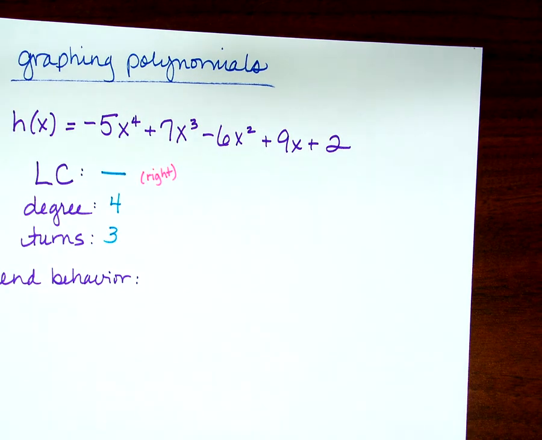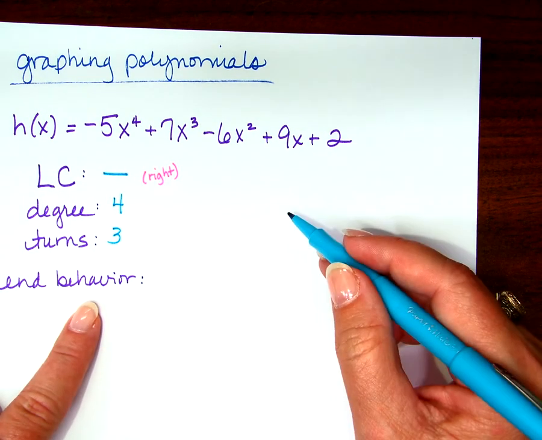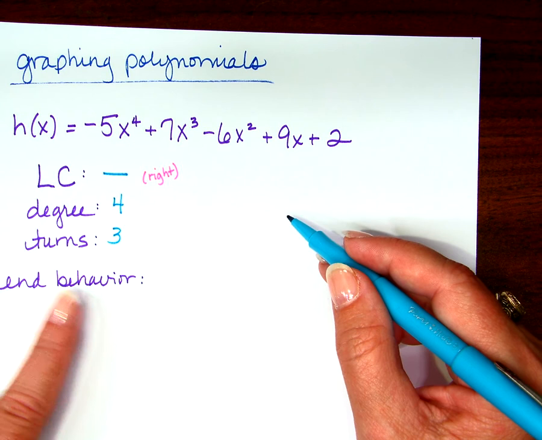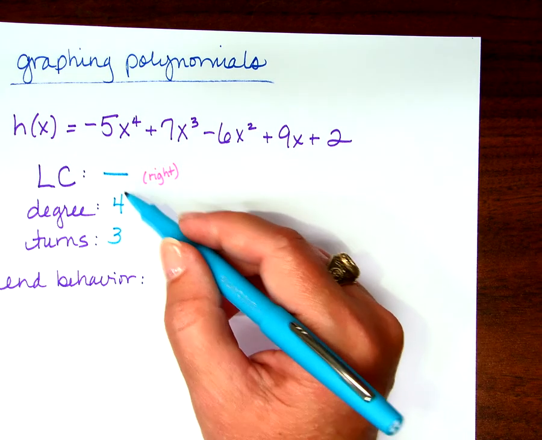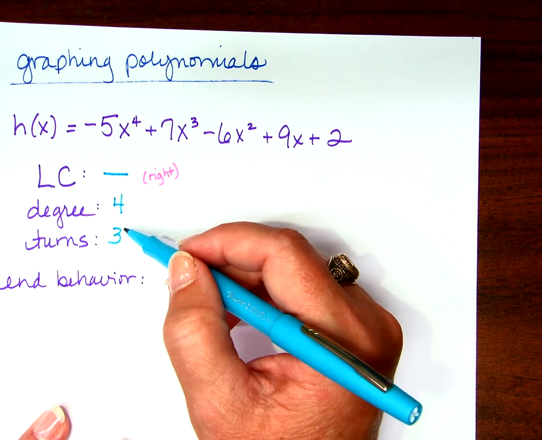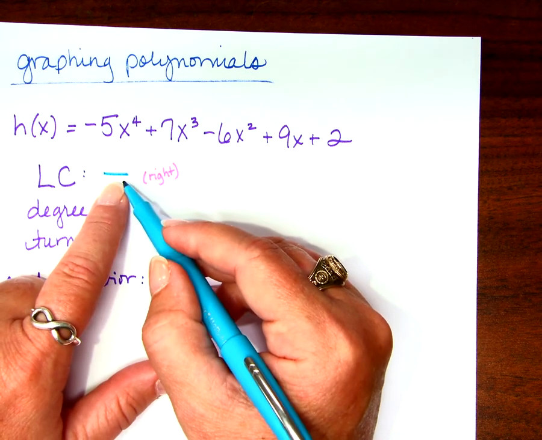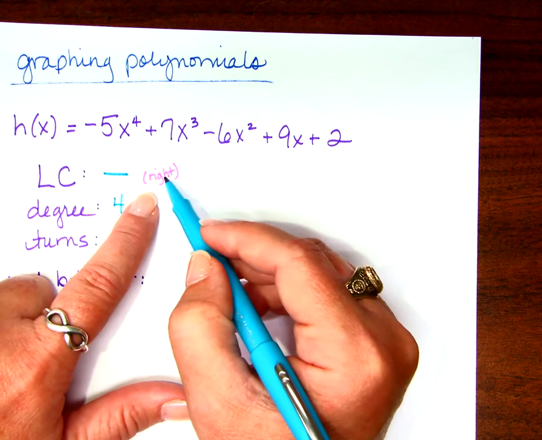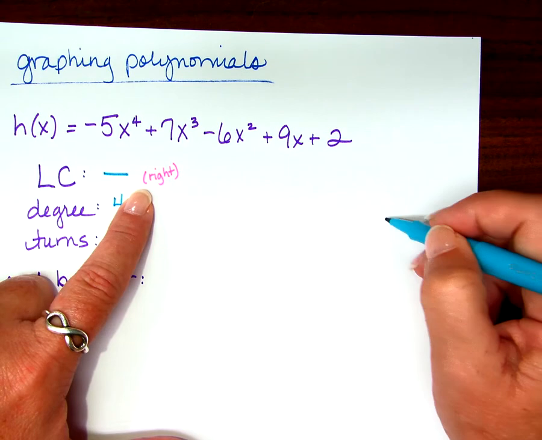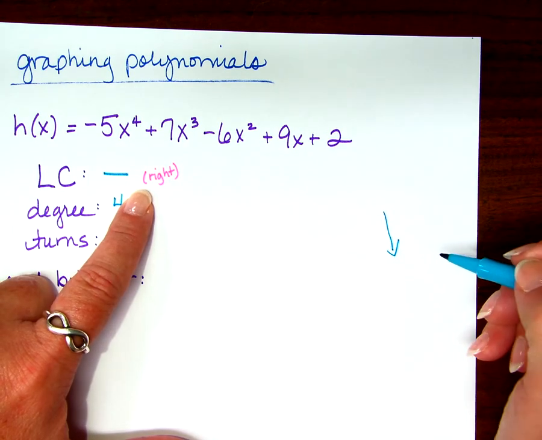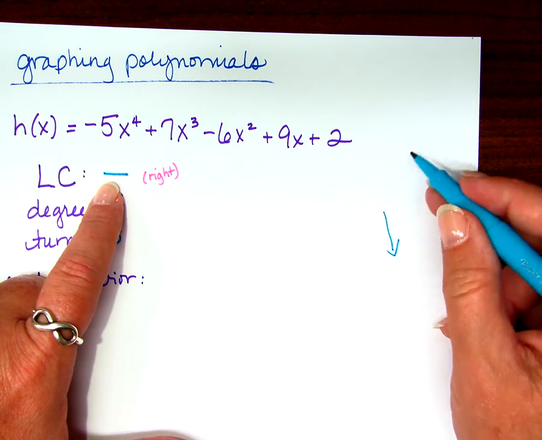Ready? End behavior. Well, I'm going to come over here in this space right here and just draw a really quick sketch. Now, notice I haven't touched my calculator one time, have I? But because of the leading coefficient and the degrees and the turns, I have a general idea of what it looks like. I know that if the leading coefficient is negative, it tells me what's happening to the right. What's happening to the right? It's falling. It's going down because it is negative. If this was positive, what would be happening? It would be going up, right?